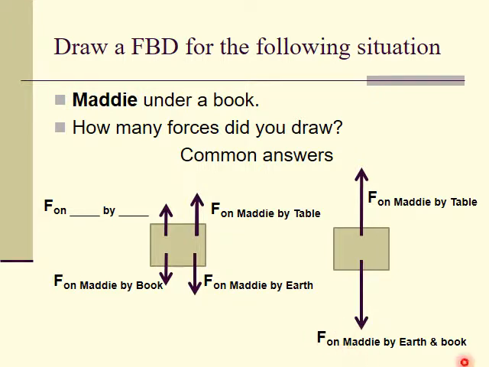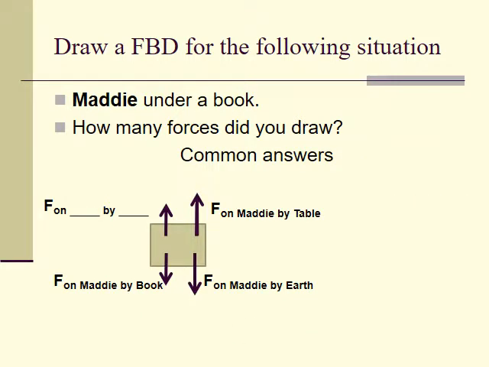However, this force right here has 3 objects involved, and forces do not have 3 objects involved. They only ever have 2. So this really should be split into 2. There's 2 forces. There's a force on Maddie by earth and a force on Maddie by book, shown over here. So we're going to get rid of this free body diagram, and we're going to use this one over here.